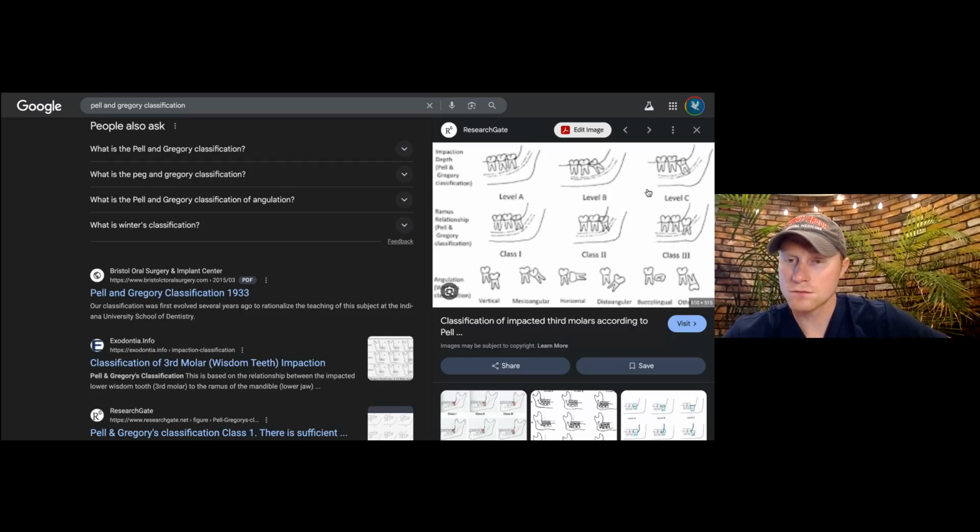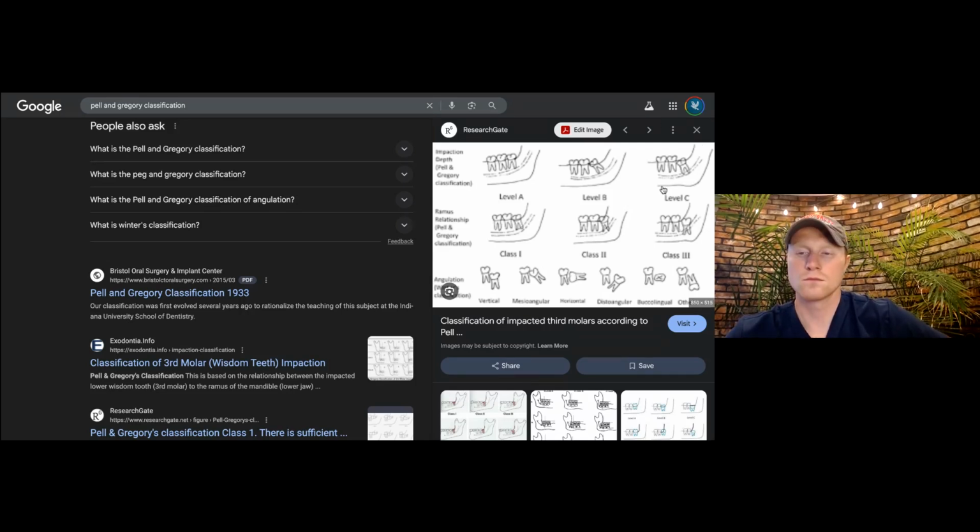2. Left horizontal, Pell and Gregory, class 2. Horizontal impaction often has partial ramus overlap. The ramus covers part of the tooth's mesiodistal width. Class 2 fits, so you lucked out there, but it's not guaranteed without imaging specifics. Don't get cocky. Position C. Again, full bony impaction means it's deep in bone, below the second molar's occlusal plane. You skip this, you careless fuck.